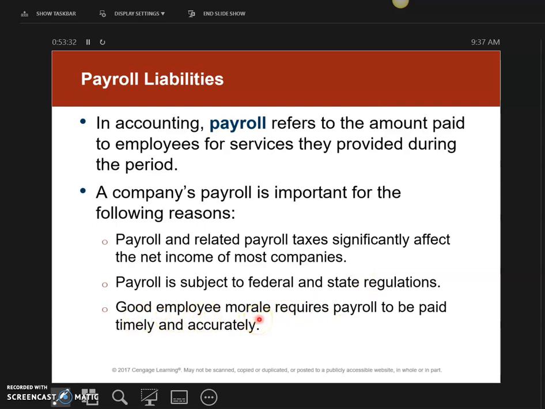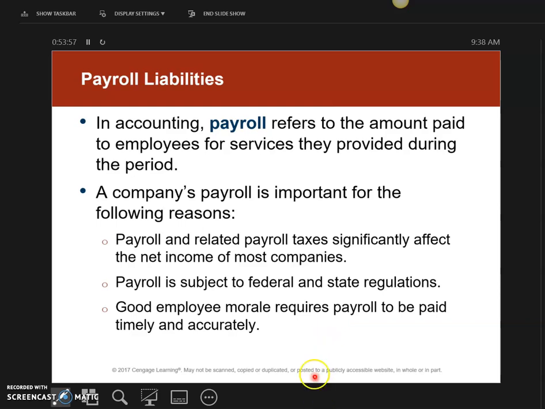So payroll is very important for any company because you want to keep good employee morale. Because one bad employee will make 10 bad employees because they'll gossip about how bad you pay them, that you don't pay them on time, that you cheat them. So everybody has a story about payroll. So try to keep your questions to a minimum for this part of the lecture.